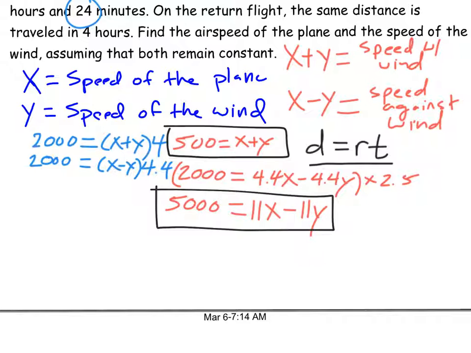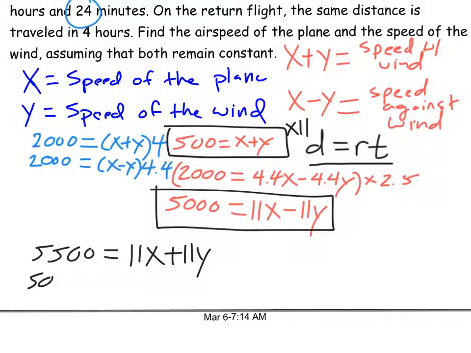Now this, I think, is much easier to see: I want to take this one and multiply by 11. Then things are going to be set up really well in order to eliminate a variable. After we do that, what we'll have is our equation for with the wind will be 5,500, which will equal 11x plus 11y.